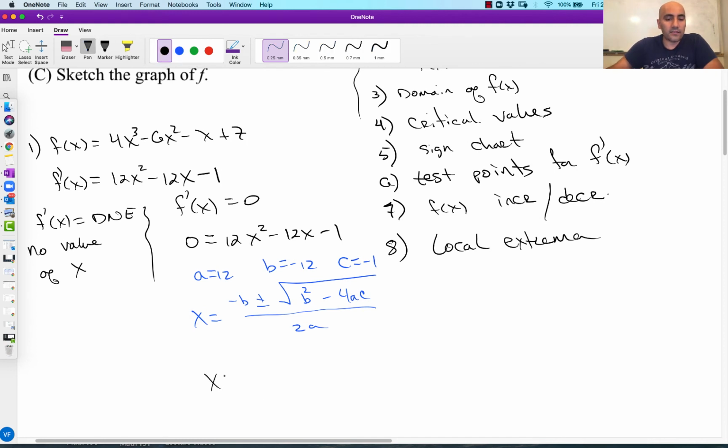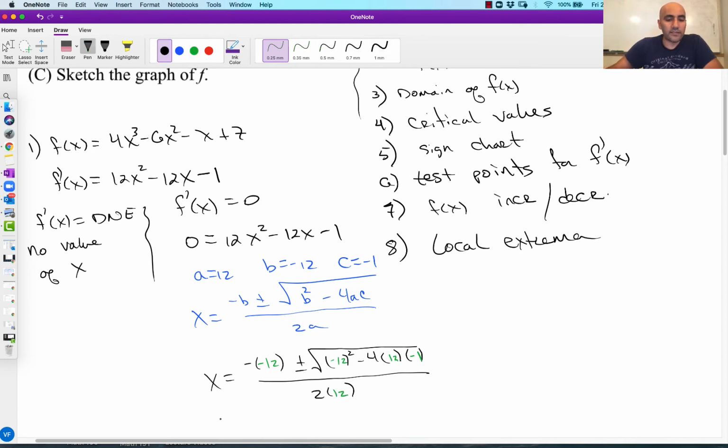Which means that x is equal to negative 12 plus or minus, well, let's put it in a different color. So I'll just put blanks there, and then it's going to be blank squared minus 4 times blank, all over 2 times blank. The role of b is being played by a negative 12, so that's going to be negative 12 there, negative 12 there. The role of a is being played by a positive 12. The role of c is being played by a negative 1. And then the role of a is being played by a positive 12.